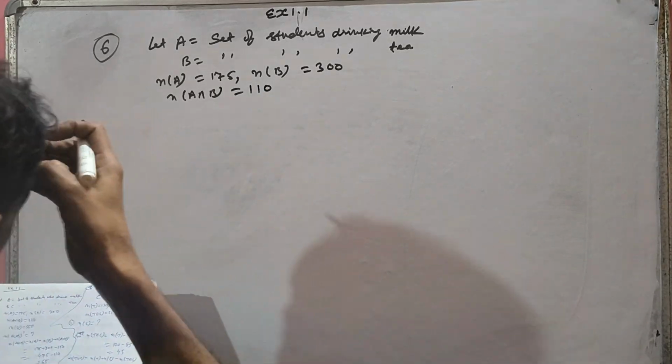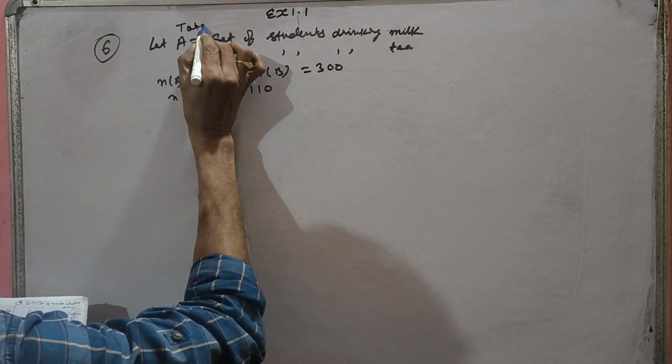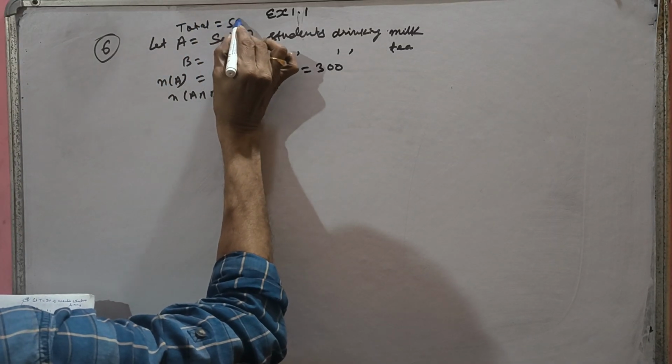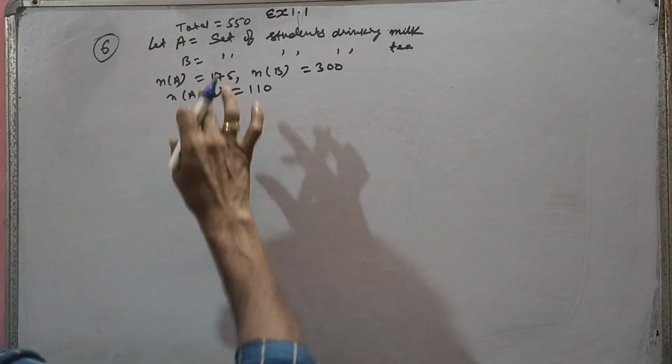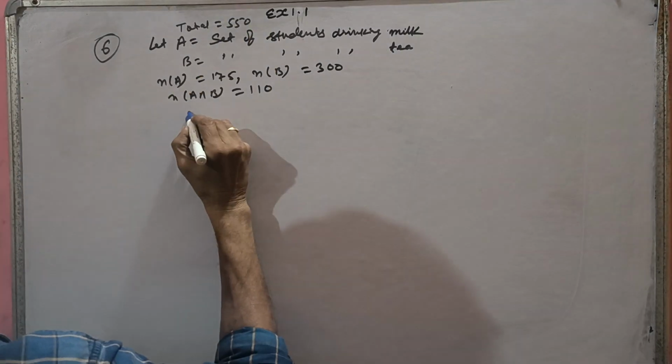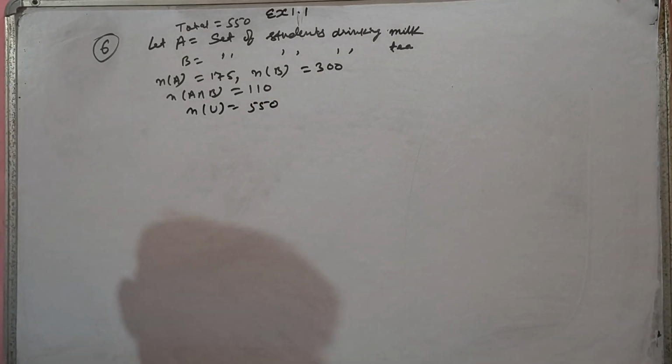And see, the total number of students is given as 550. But it is not mentioned in the question that each student drinks either milk or tea. So this is not A union B. This will be n(U) equal to 550.